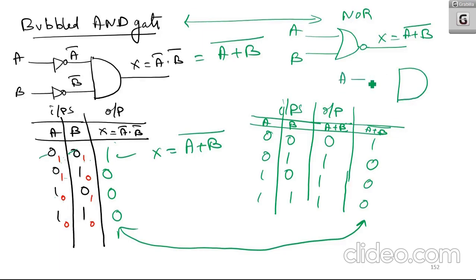A, this bubbled and fed in, B, that is bubbled and fed in. What is output? H is equal to A bar dot B bar. That is same as A or B bar. Therefore, what we can say, NOR gate is equivalent to bubbled AND gate.